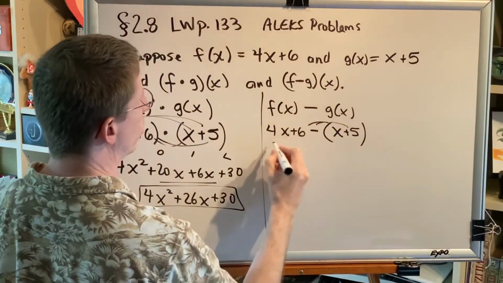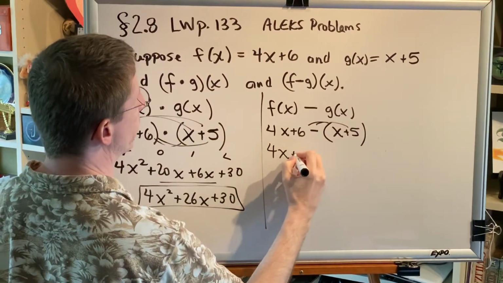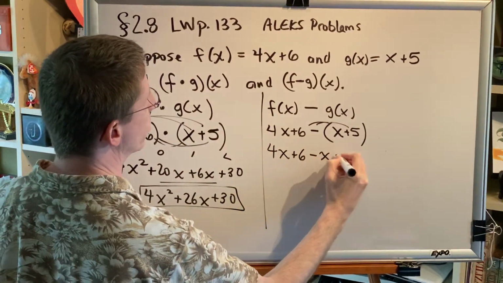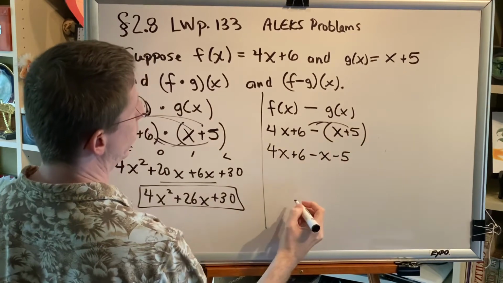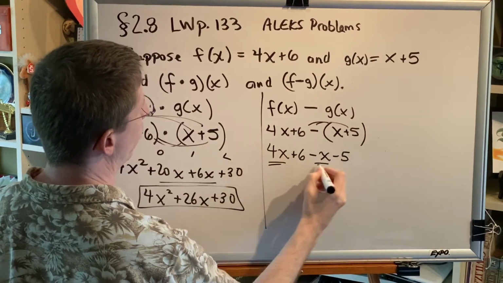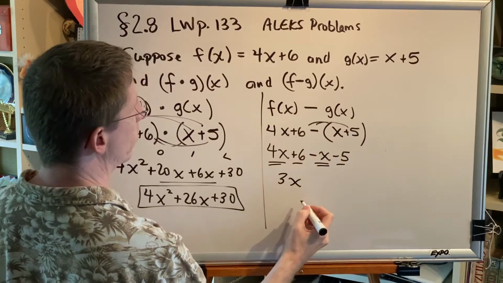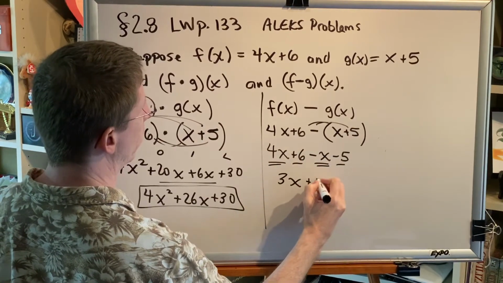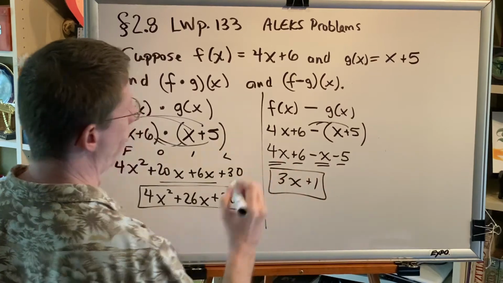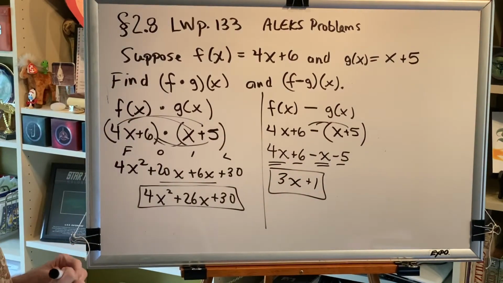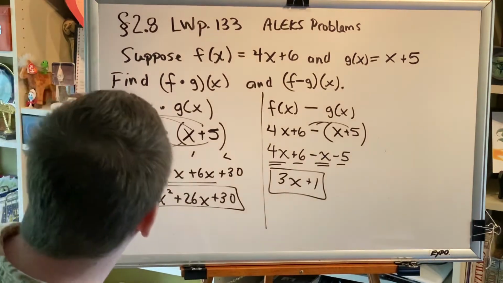Distribute the minus. 4x plus 6 minus x minus 5. Combine your like terms. 4x minus x, 3x. Plus 6 minus 5 is plus 1. Final answer, 3x plus 1. Okay, let's try another problem.